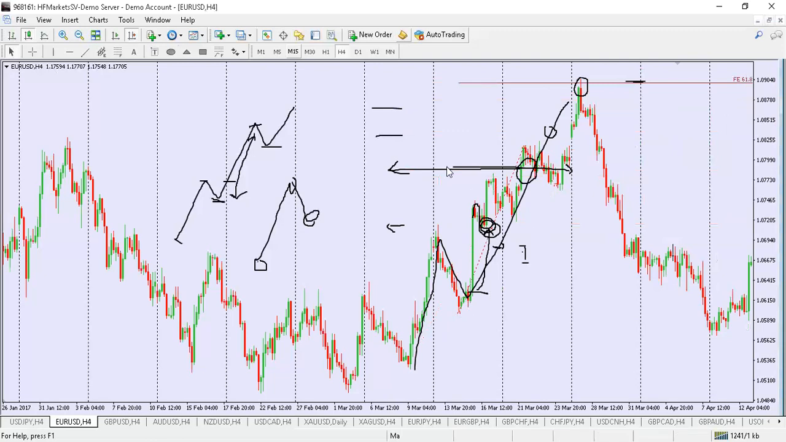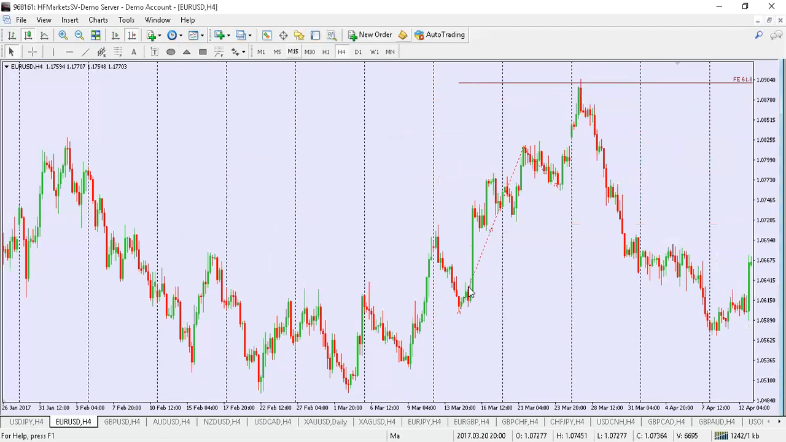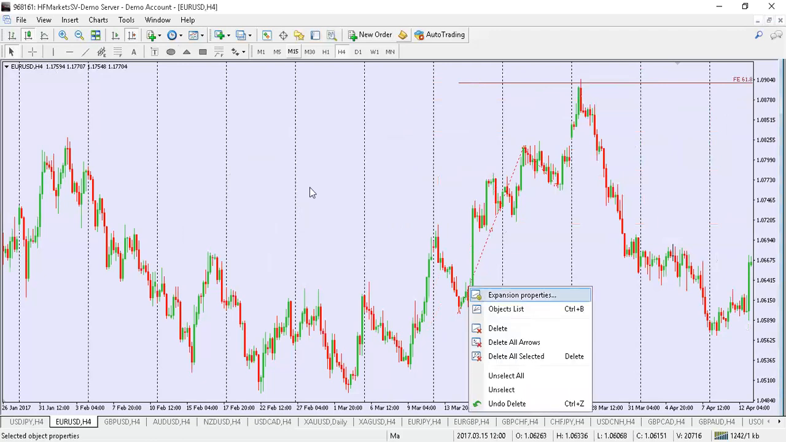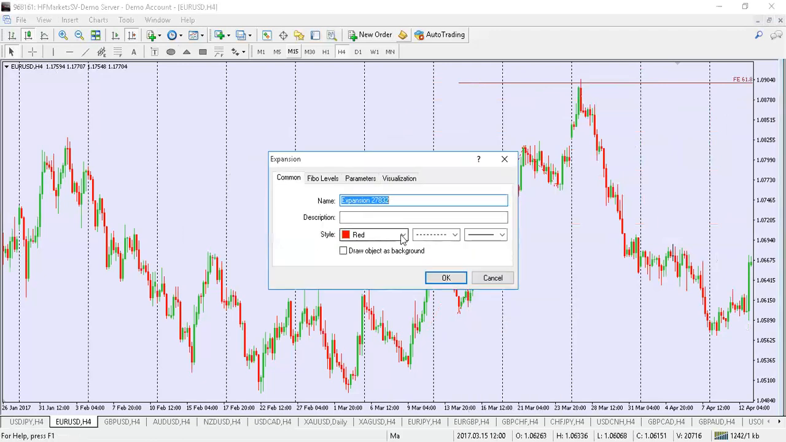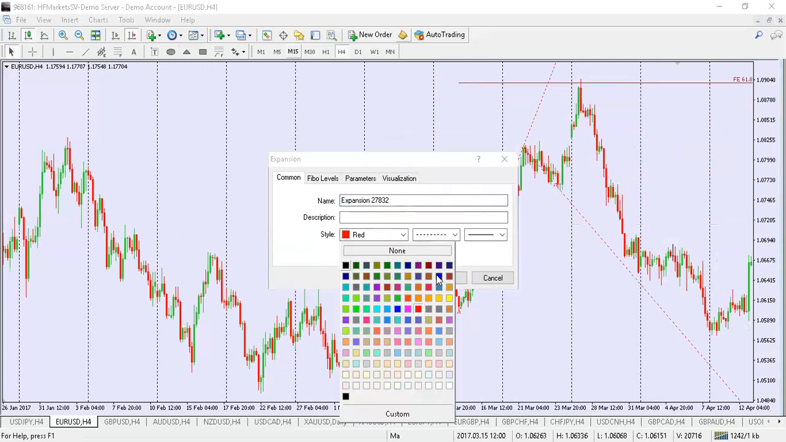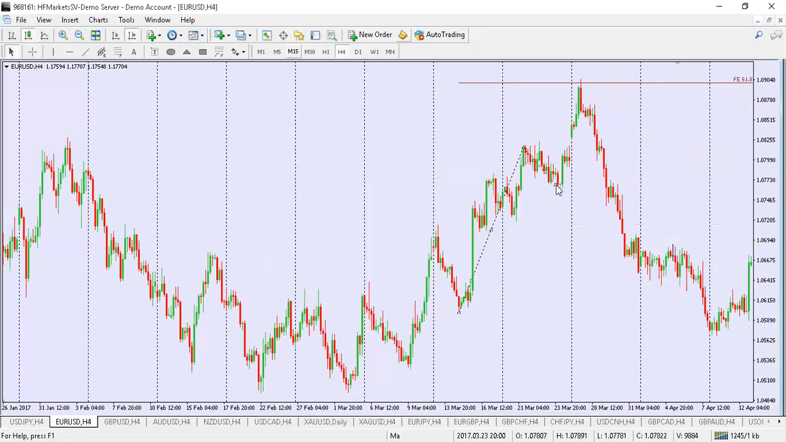Let me clear all the drawings. Let me change the color too, so that it will be a bit clear. Can you see the retracement tool? Yeah. I can see it in black.